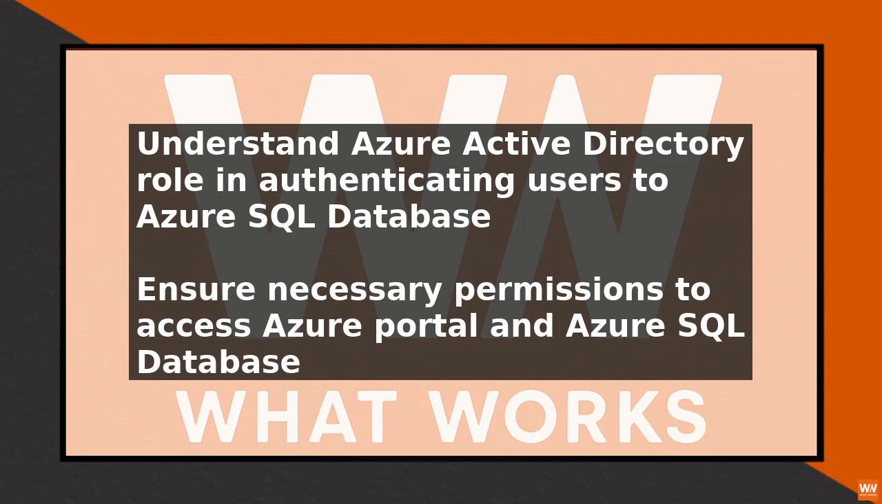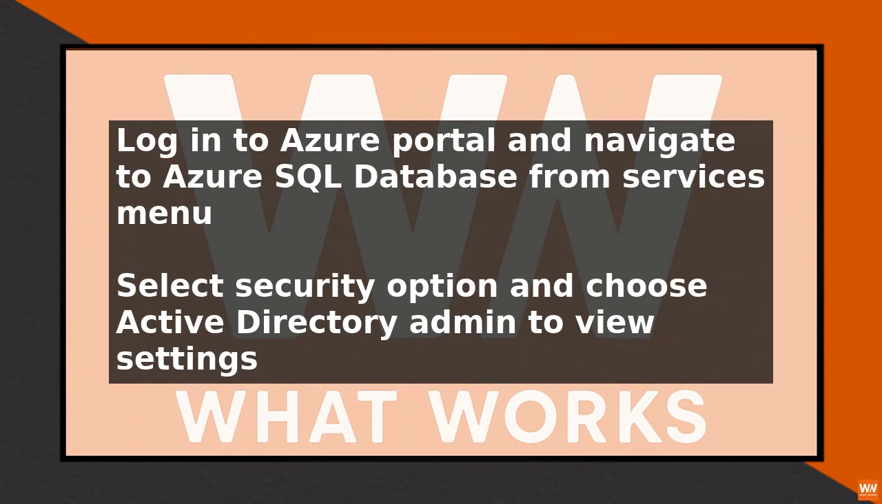First, ensure you have the necessary permissions to access the Azure portal and your Azure SQL database. You will need to be a global administrator or have the appropriate rights to view authentication settings. Next, log in to the Azure portal and navigate to your Azure SQL database. You can do this by selecting the SQL Databases option from the Azure Services menu and then choosing your database from the list of available databases.